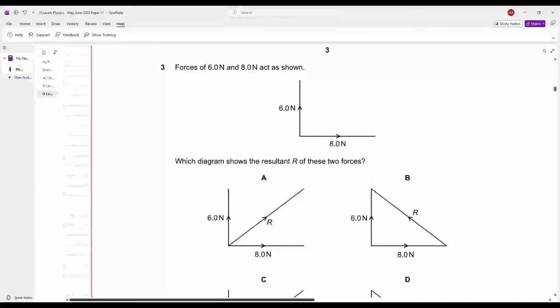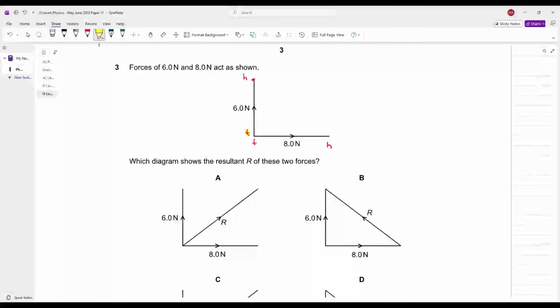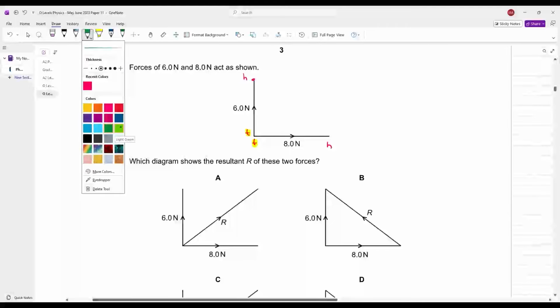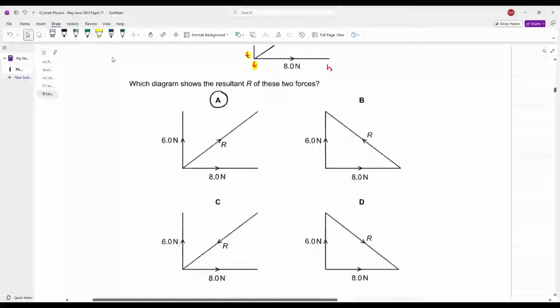Forces of 6 Newton and 8 Newton act as shown. Which diagram shows the resultant of the two forces? Can you realize this is the head of the vector, this is the tail of the vector, this is the tail of the vector, this is the head of the vector. Currently, both the tails are connected together. Tail आपस में connected है. Head to tail rule is not being satisfied. So bring this 8 Newton का vector towards the top side like this. Simple. This is your head. This is your tail. Now your head and tail are connected together. Can you mark the resultant vector? Yes. From the tail towards the head. This is your resultant vector. Any options like that? A is your answer.